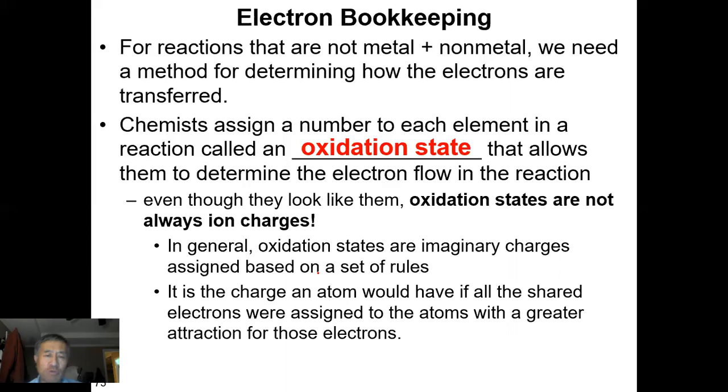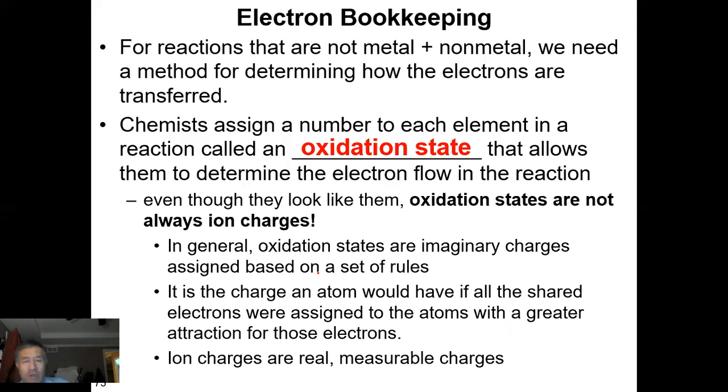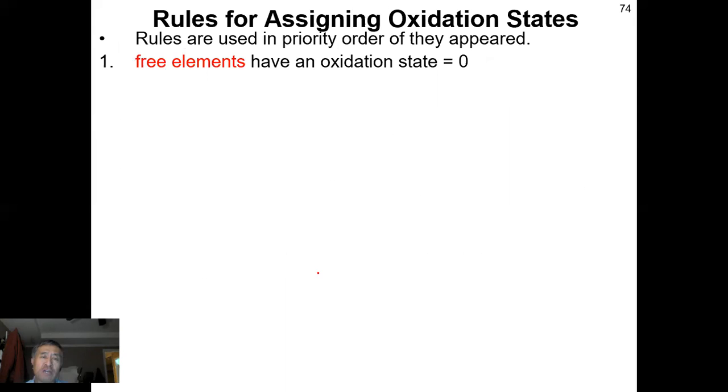It is the charge of an atom if all the shared electrons were assigned to the atom with a greater attraction for those electrons. Ion charges are real, measurable charges. So there are five rules you follow to assign the oxidation state for an atom. In some problems, those rules are used in priority order as they appear. So use the first rule first, if you can solve the problem.